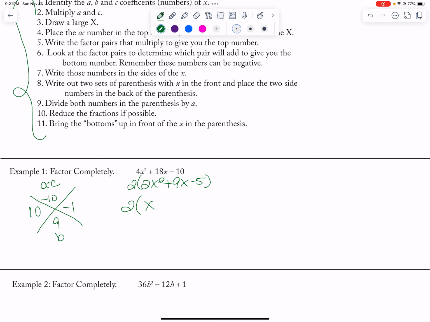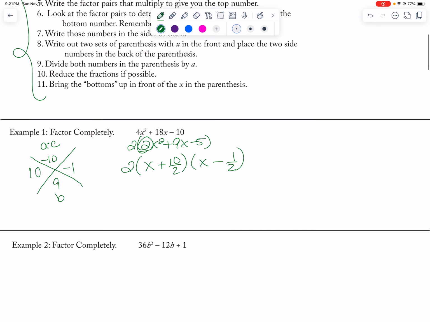So we have a 2 in front. Then we go x plus 10, x minus 1. And what bottoms up is, we take that a term and divide both of those factors by 2, which is my a term. And I'm going to reduce, so I get an x plus 5 and an x minus 1/2.